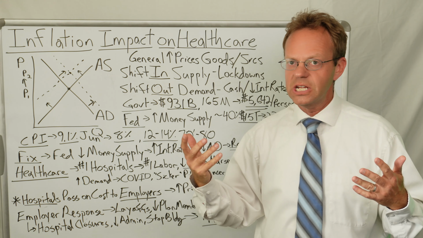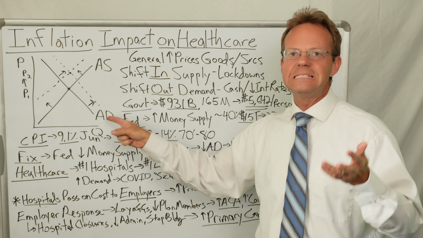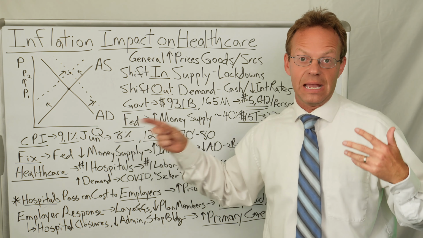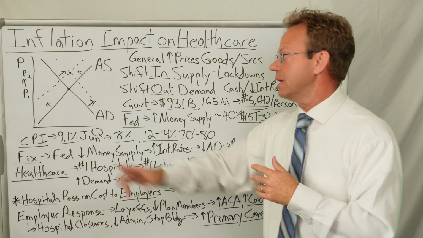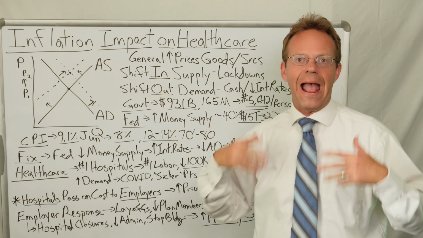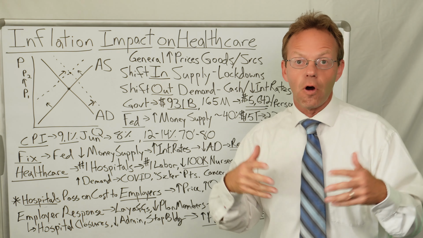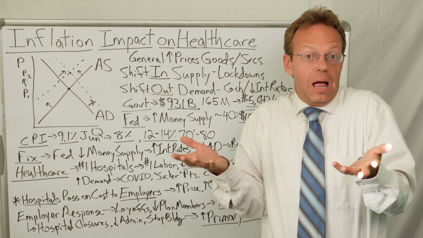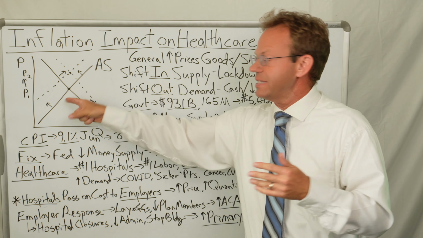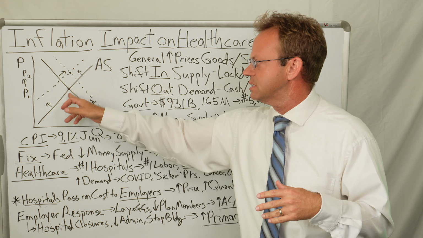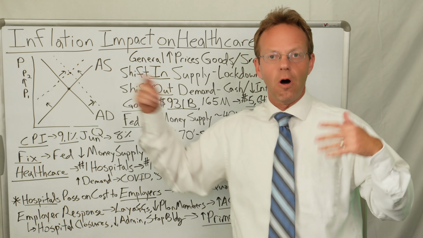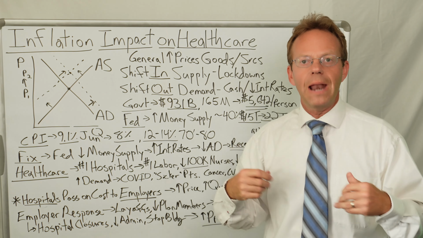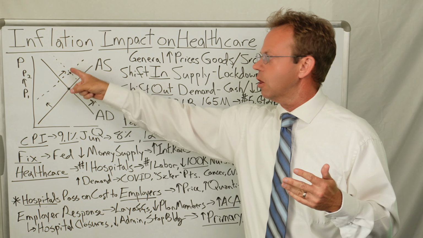Now, in this particular instance, I put AD because it's aggregate demand. It's demand for all goods and services in the economy. And then I put AS for aggregate supply, for all the supply in an economy. And where they intersect, that's referred to as the equilibrium. That determines the amount of goods and services that are produced, and then the price for all the goods and services that are produced. So what happens in inflation is the price goes up.